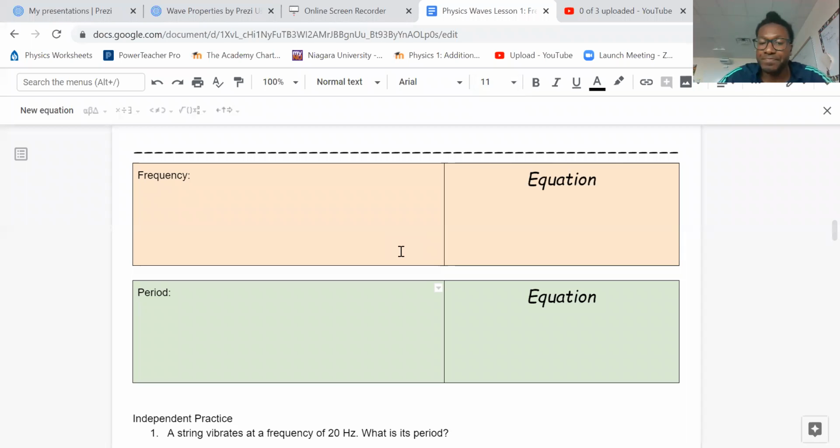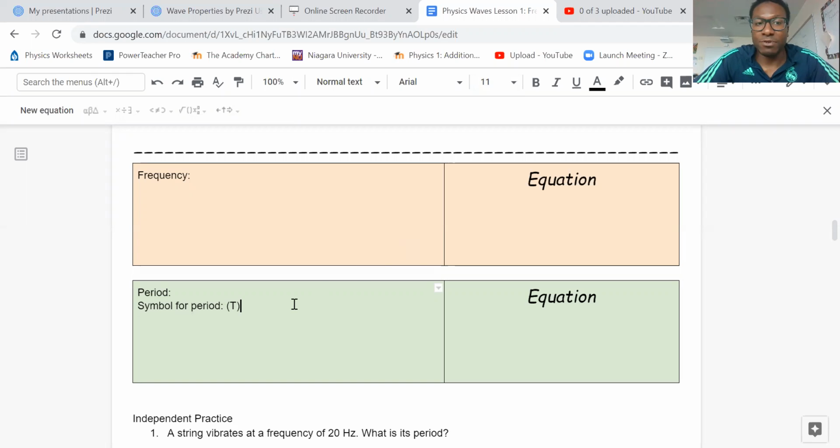So period. Oftentimes, if we're thinking about symbols, it'll be a capital T, not a lowercase t. A lowercase t is time, but an uppercase T is the symbol for period. So the symbol for period is a capital T. So you have to distinguish between the two. Lowercase t is just for time, uppercase T is for period.